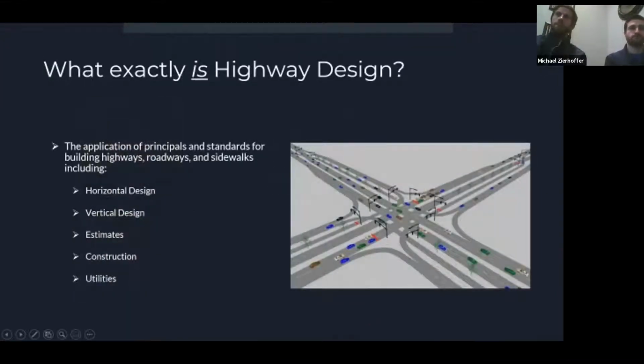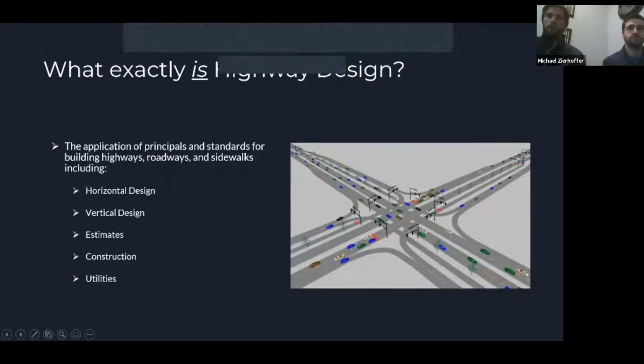So we'll talk through the overall concept of highway design to start. It's the application of principles and standards for building highways, roadways, sidewalks. It'll include looking at horizontal design, which is looking at how the road's going side to side, vertical design going up and down hills. We then have to come up with cost estimates, and then we actually have to go ahead and build the road itself, and the entire time taking into account utilities like overhead electric lines, underground water lines, and that sort of thing.